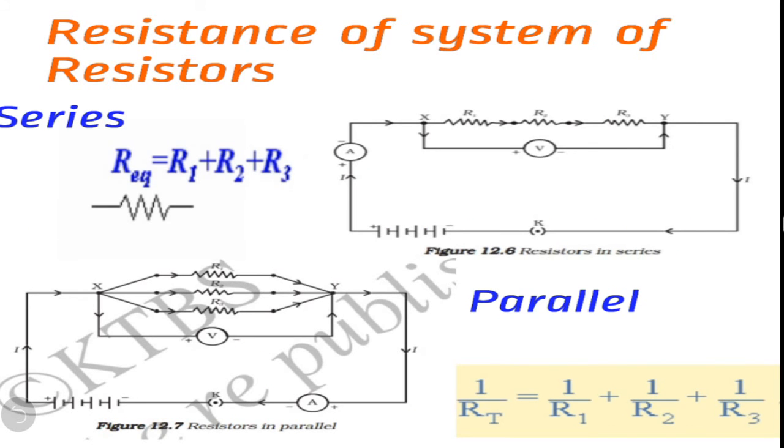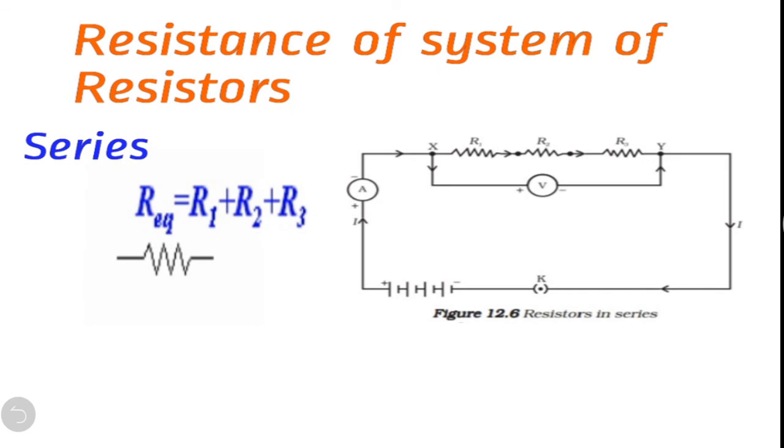Resistance of system of resistors. If resistors are more than one, connected in some pattern, then how to calculate it? The formulas are given here. Let's see it in detail. Here you have resistors in series, so you can see here how they are arranged in series.